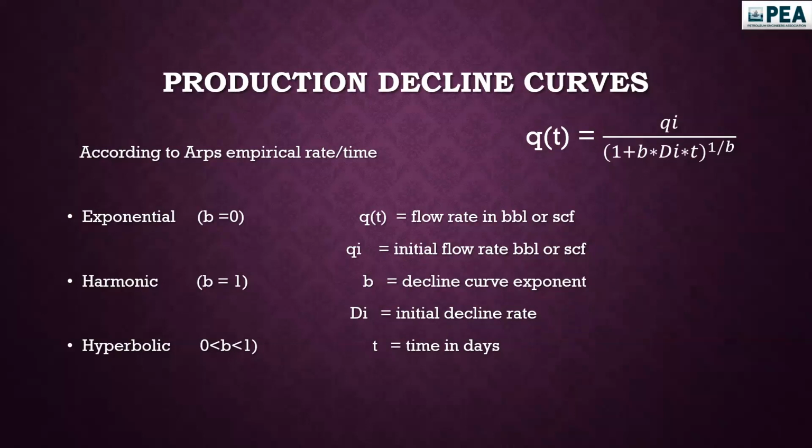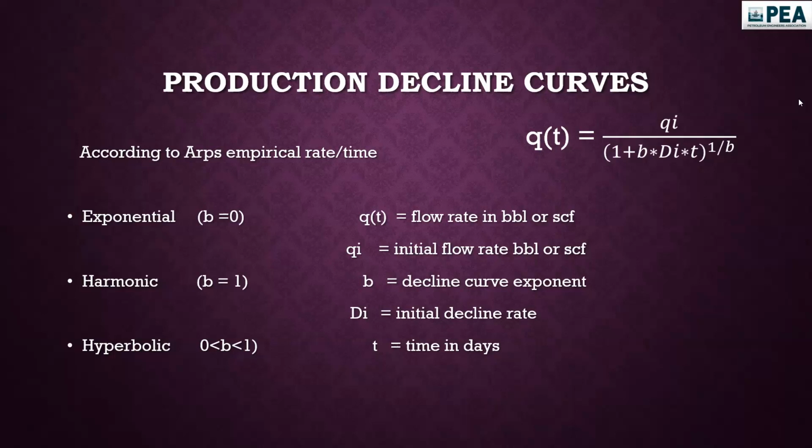So we will continue with production decline curves, and we have three types of curves: exponential, harmonic, and hyperbolic. The purpose of these curves is to estimate the future production. Actually, it is going to forecast. The oil and gas industry, according to API standards, American Petroleum Institute standards, has given these three curves.